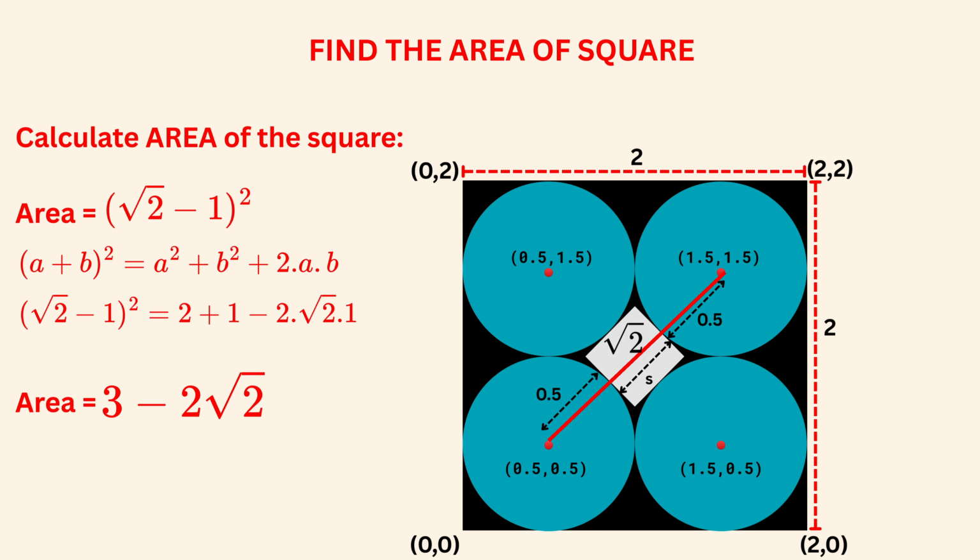Let's expand the expression. The expansion becomes 2 plus 1 minus 2 root 2. Add the 2 and the 1 together, and we have 3 minus 2 root 2. That's our exact answer for the area of the red square.